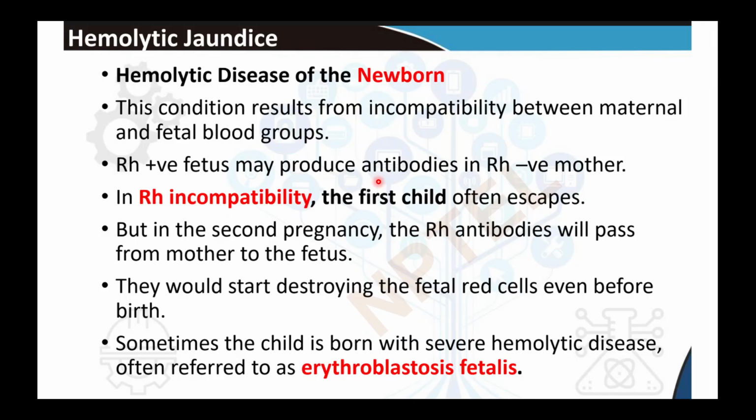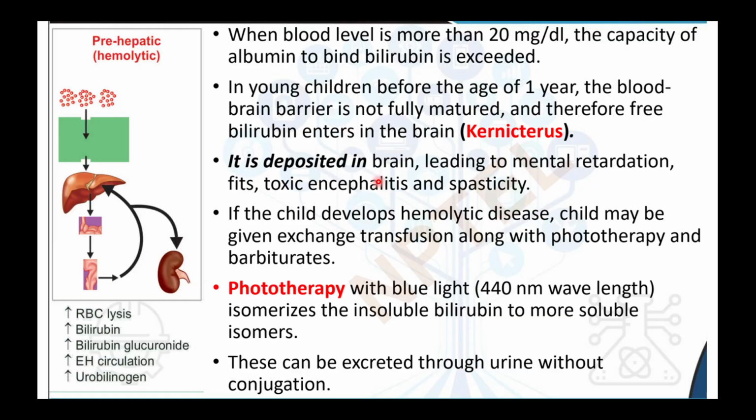Now, what will happen? It will start destroying the fetal red cells even before birth. And this could lead to severe hemolytic diseases in the child, often leading to erythroblastosis fetalis. One such hemolytic disease is hemolytic jaundice, where the bilirubin level is more than 20 mg per dL, and the capacity of albumin to bind bilirubin is exceeded.